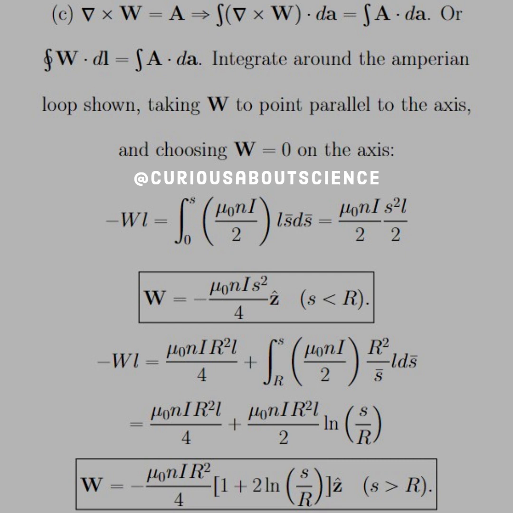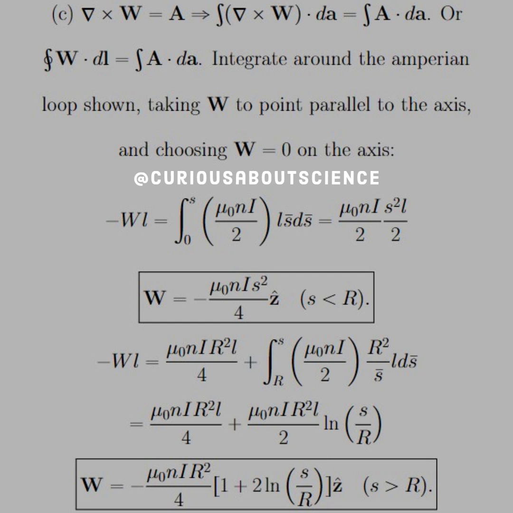So if we integrate around the Amperian loop shown, taking W to point parallel to the axis and choosing W to equal 0 on the axis, we get negative WL equal to the integral from 0 to S of, well, we know what that is, mu naught N I over 2 L, S bar dS bar. Again, plug it through, evaluate it, and we get W equals negative mu naught N I S squared over 4 Z hat for inside of the solenoid.